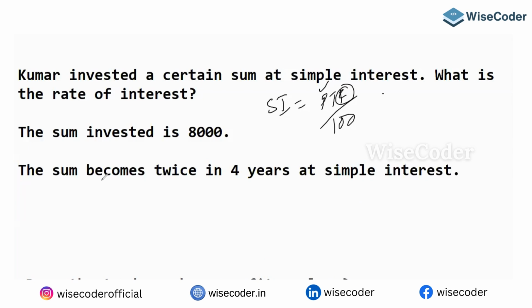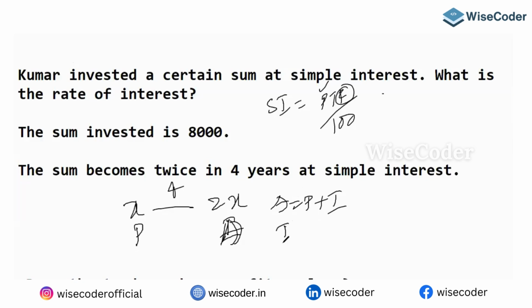Look at statement 2 alone. A sum doubles in 4 years at simple interest. A sum x is becoming 2x in how many years? 4 years. Guys, this x is the principal. The 2x is the amount. Can I say amount is equal to principal plus interest? So from this I can say interest is equal to what here?